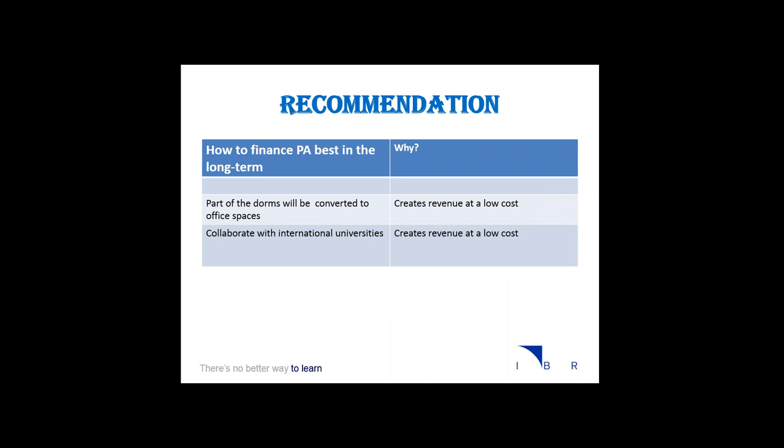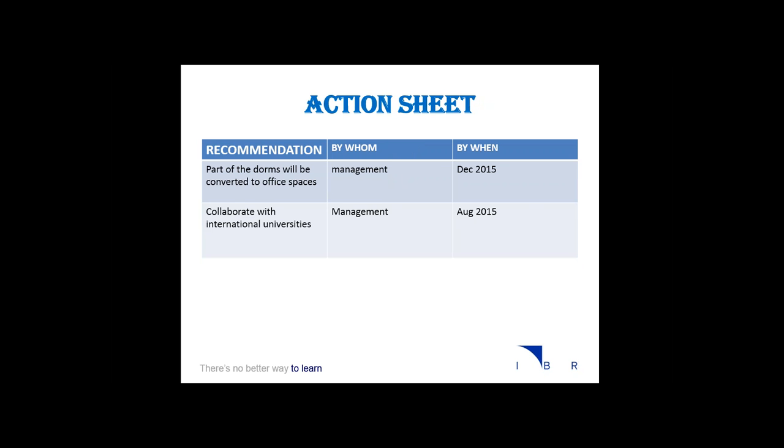And this is the recommendation, how to finance Practic Africa as the best in the long term. Part of the dorms will be converted to office spaces. This will enable us to create more revenues and to collaborate with international universities, and it will also allow us to have revenue at a low cost, and we would have a lot of international students through these collaborations. And these are just the action sheets showing who will do the recommendation and by when. We would like to do this by 25th December 2015, and the collaboration should be effective from August. We are already starting talks with some universities.